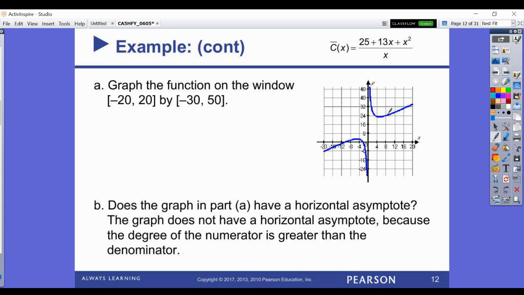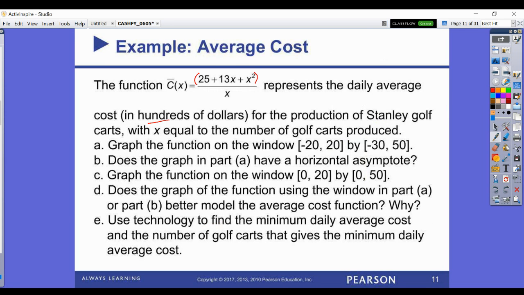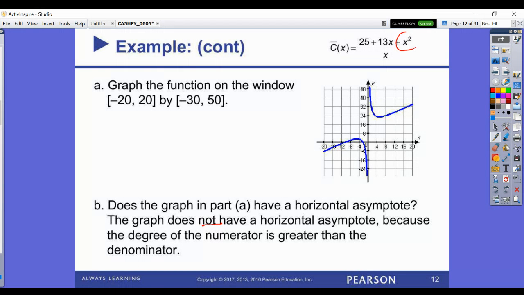All right, so if you got that graphed, we have this picture here. Part B, does the graph in part A have a horizontal asymptote? If it has a horizontal asymptote, the ends will flatten out towards something. So the answer to that question is no. It does not have a horizontal asymptote. You can also tell from my equation right here, the degree of the top, the biggest one up here, is x squared, the degree of the bottom. So the top is bigger than the bottom. So that follows the horizontal asymptote rule 3, which means it doesn't have one. So there is no horizontal asymptote.